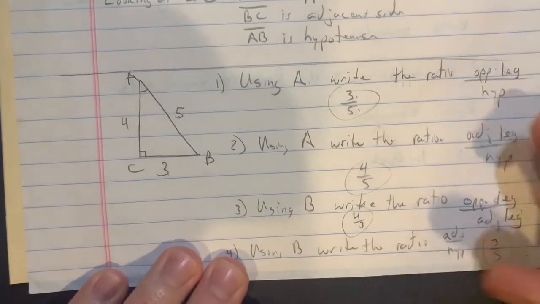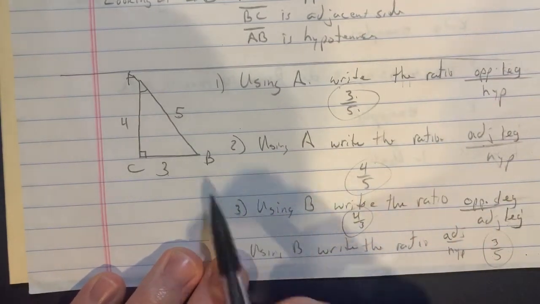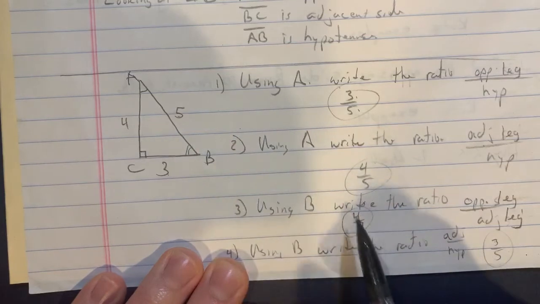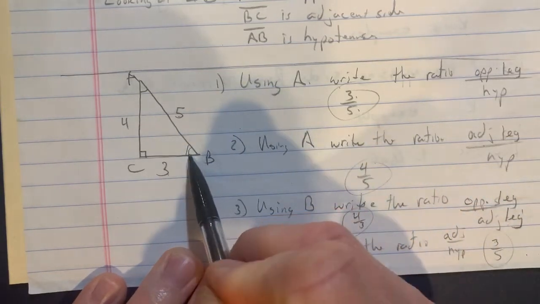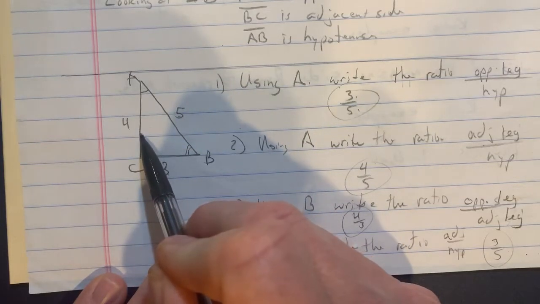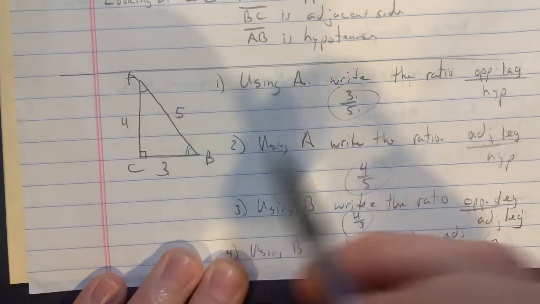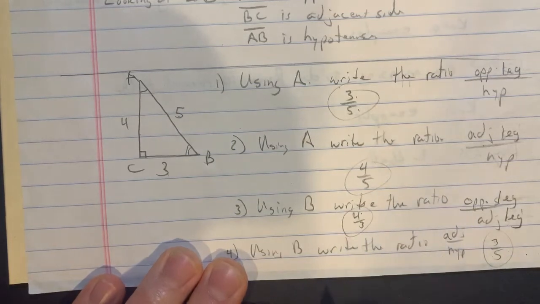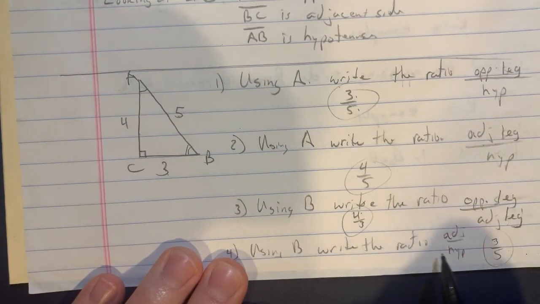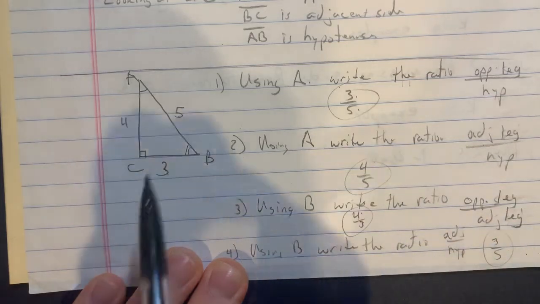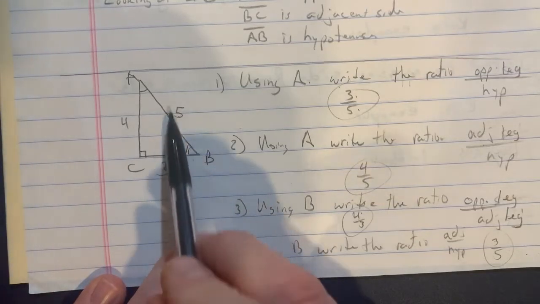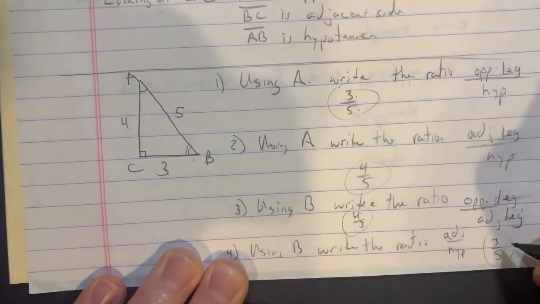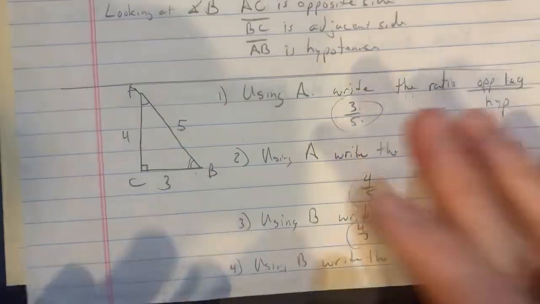Now if I change it and I look at the other acute angle using B, write a ratio of opposite leg over adjacent leg. So with respect to B, opposite leg, that would be the 4, the adjacent leg would be the 3, so you're looking at a ratio of 4 to 3. And then using B, write the ratio of adjacent leg to hypotenuse. So with B, adjacent leg being the 3, the hypotenuse again is the 5. So the ratio is 3 to 5.